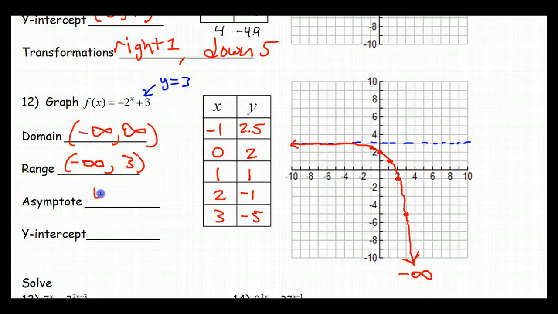We knew the asymptote was y equals 3. Do not just put 3, it has to be y equals 3. The y-intercept is always 0 comma something. In this case, it is 0 comma 2.